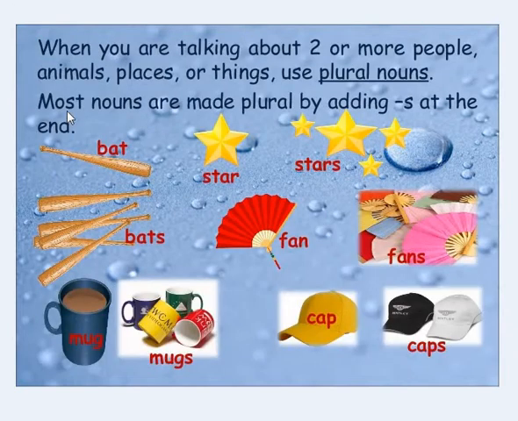When you are talking about two or more people, animals, places or things, use a plural noun. Most nouns are made plural by adding s at the end. Bat, bats. Star, stars. Fan, fans. Mug, mugs. Cup, cups. So we use just s at the end.